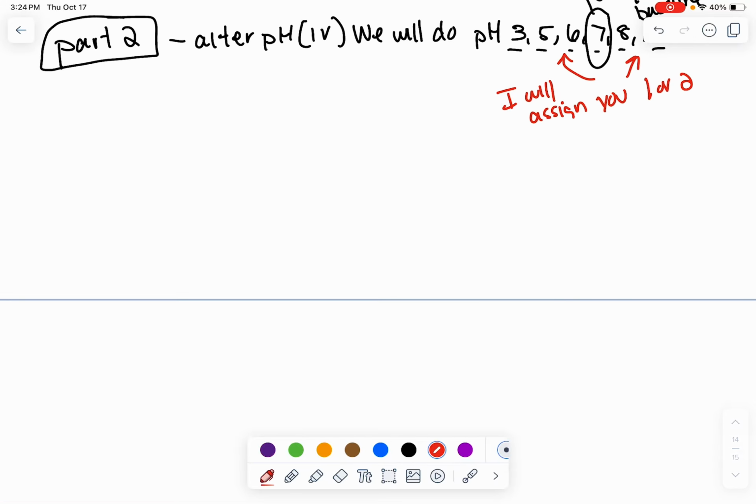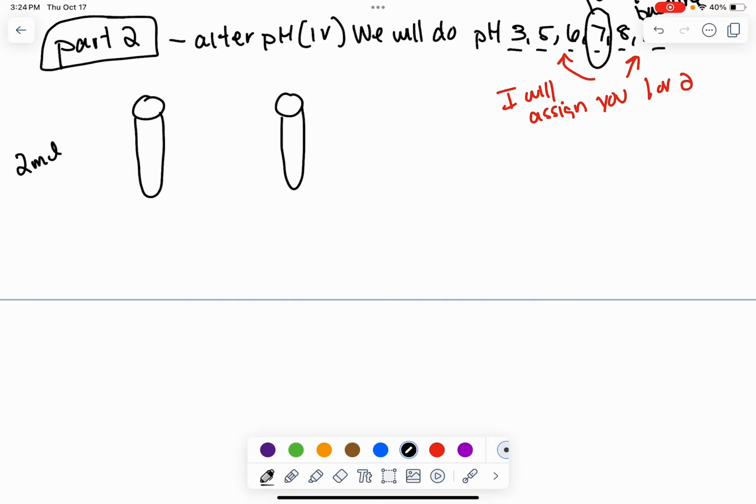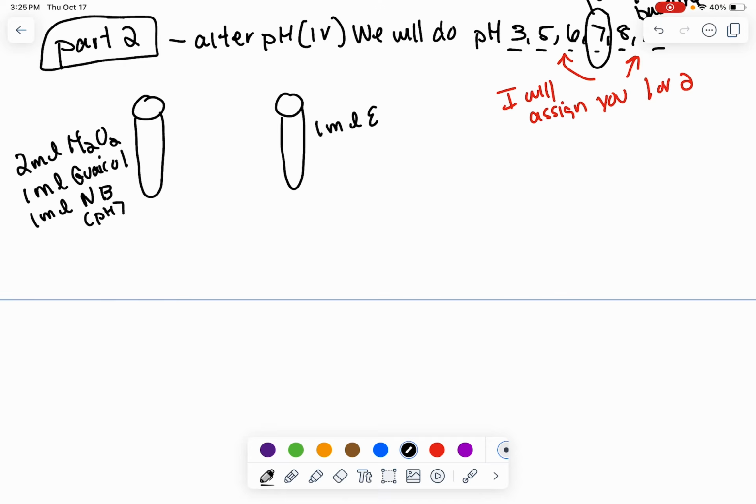Okay, so I don't know if we need to really draw that, but it's going to be the same. You're going to have a tube, and you're going to put, again, in this one, your 2 mils of peroxide, which is your substrate. You're going to put 1 mil of guaiacol. Can't spell guaiacol. And you're going to put 1 mil. In this one, you're going to put 1 mil of neutral buffer, which is pH of 7. All right. Then over here, you're going to put 1 mil of your enzyme. And this is where it'll be different. You're going to put 3 mils of whatever pH buffer I assign you.